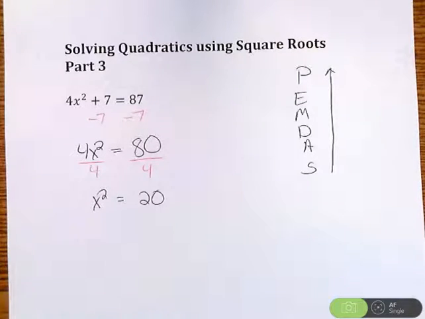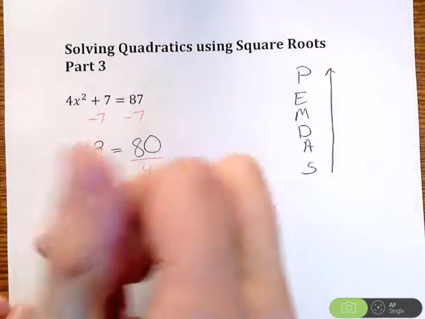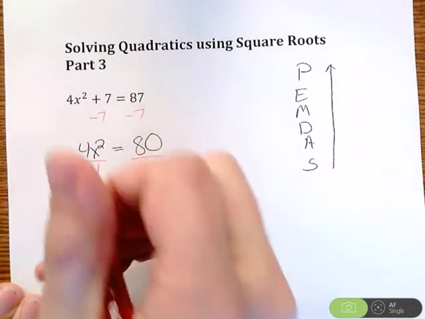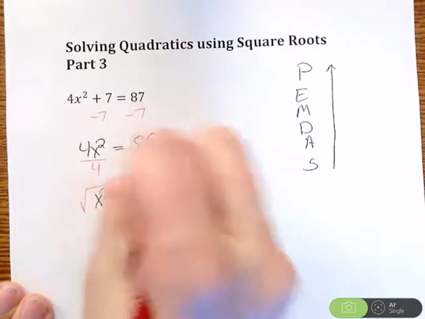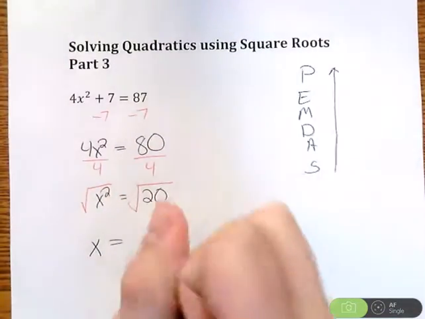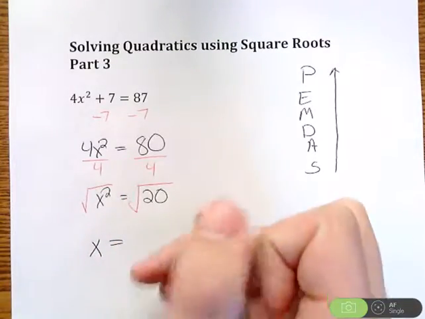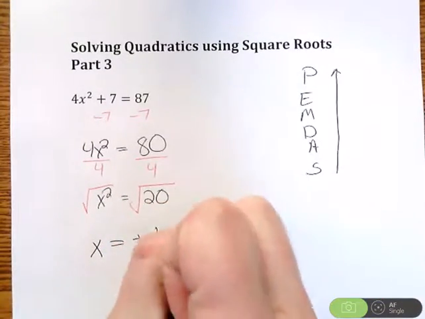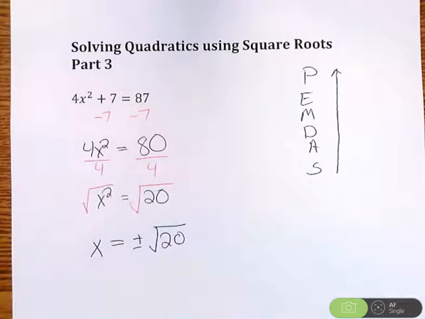A lot of the same process. To finally get x by itself, we're going to take the square root, because the square root and the square are inverses, we get x. And we're taking the square root of a positive number, so I know I'm going to get an answer of plus or minus the square root of 20.